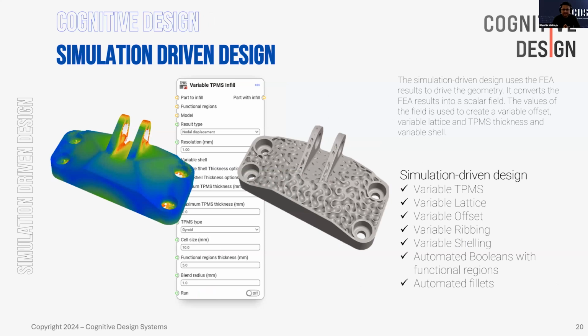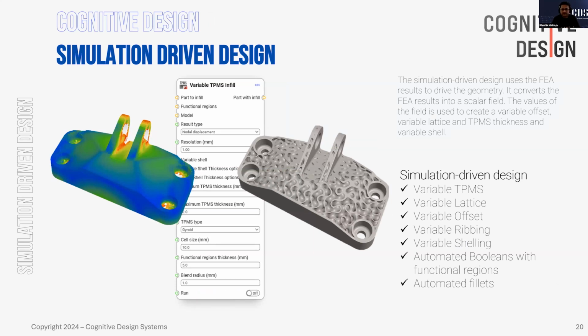On the cognitive design side, which is our geometry engine tool, we have solutions such as simulation-driven design, where we can take the simulation data and apply it on varying thicknesses of the part itself, thicknesses of the TPMS lattice structures. We can create variable ribbings, shelling. We can automate the Boolean operations. This kind of operation can be completely automated.